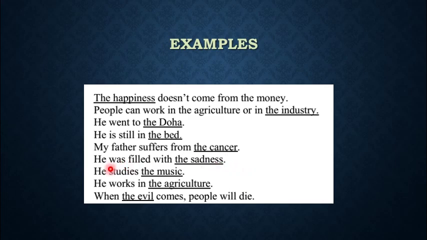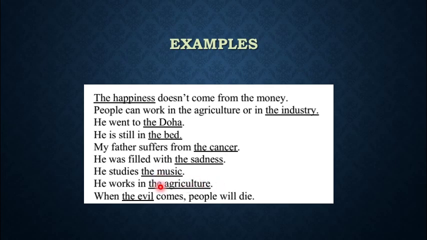"He studies the music." We say in Arabic al-musiqa. So again, this is what happens: a literal copy of the definite article to English, which is incorrect. It's supposed to be "He studies music" right away without the insertion. "He works in the agriculture." يعمل في الزراعة. Here the definite article is incorrectly inserted before agriculture. It is supposed to be "He works in agriculture".